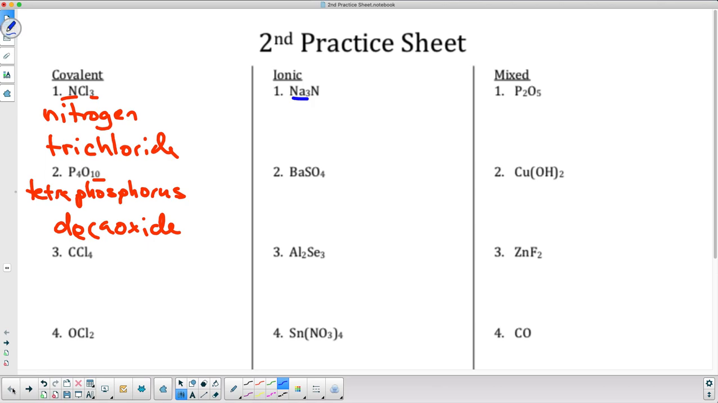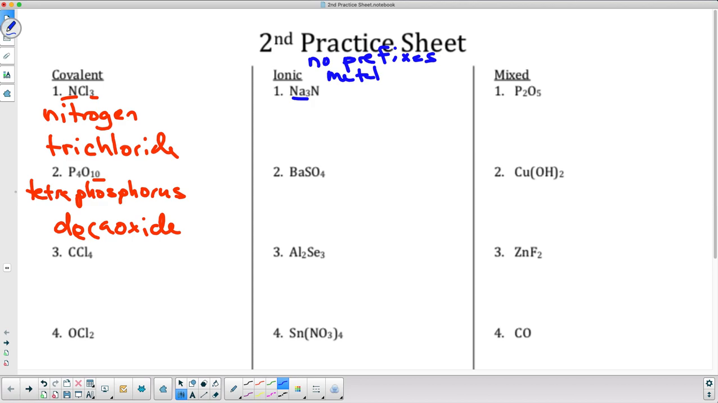Ionic works, in my opinion, just a little bit easier, simply because we don't have to mess with prefixes at all. As a matter of fact, I make it a point to show that there are no prefixes when we have an ionic compound. What's an ionic compound again? It's when we have a metal that comes first. That's how we know that it's an ionic compound.